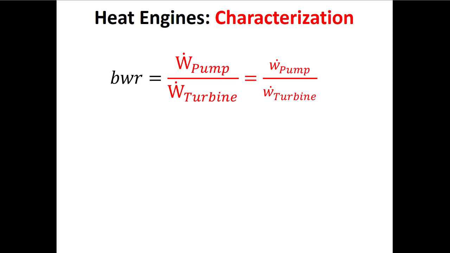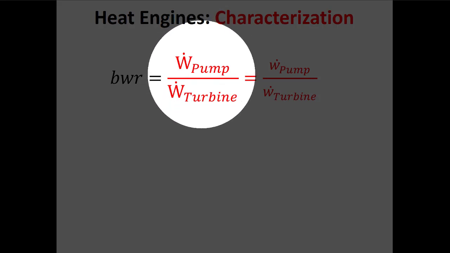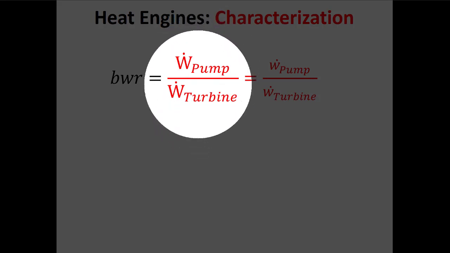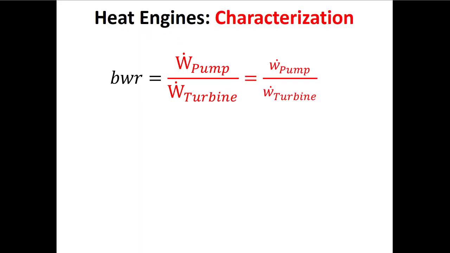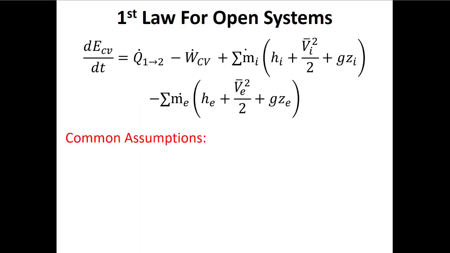We also define this characterization parameter called the back work ratio, which recognizes that the first consumer of power from the power plant is the power plant. So we want to see how much pump power is used relative to the turbine power. This says basically what percentage of the turbine power goes back to power the pump so I can run my system in a cycle.